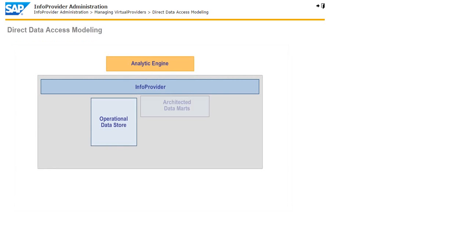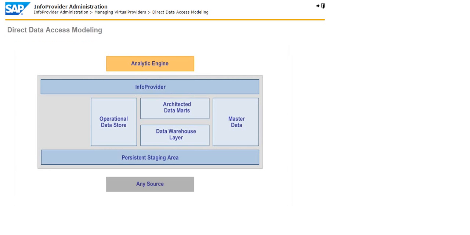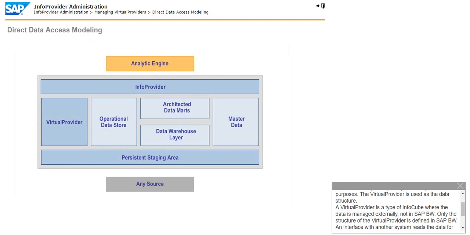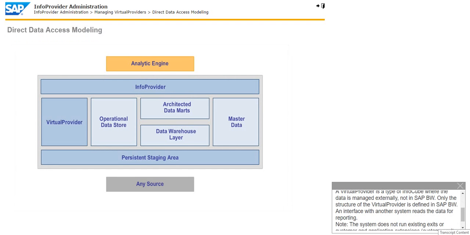Modeling data flow eliminates the need to load the data into the SAP BW system. Instead, you can access it directly for reporting and analysis purposes. The virtual provider is used as the data structure. A virtual provider is the type of InfoCube where the data is managed externally, not in SAP BW. Only the structure of the virtual provider is defined in SAP BW. An interface with another system reads the data for reporting.